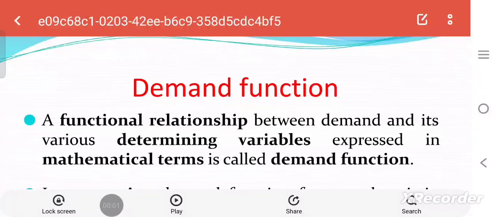Hello guys, today we are going to start the second part of the demand analysis which we studied in the last class. So now we are going to learn about the demand function. What is the demand function? It is the relationship between the demand and its various determining variables expressed in mathematical terms. This is known as the demand function.